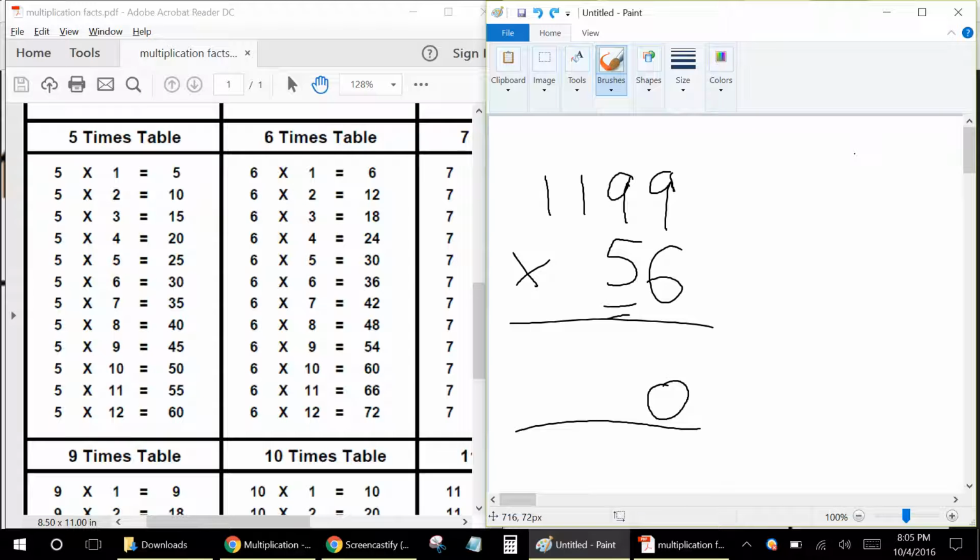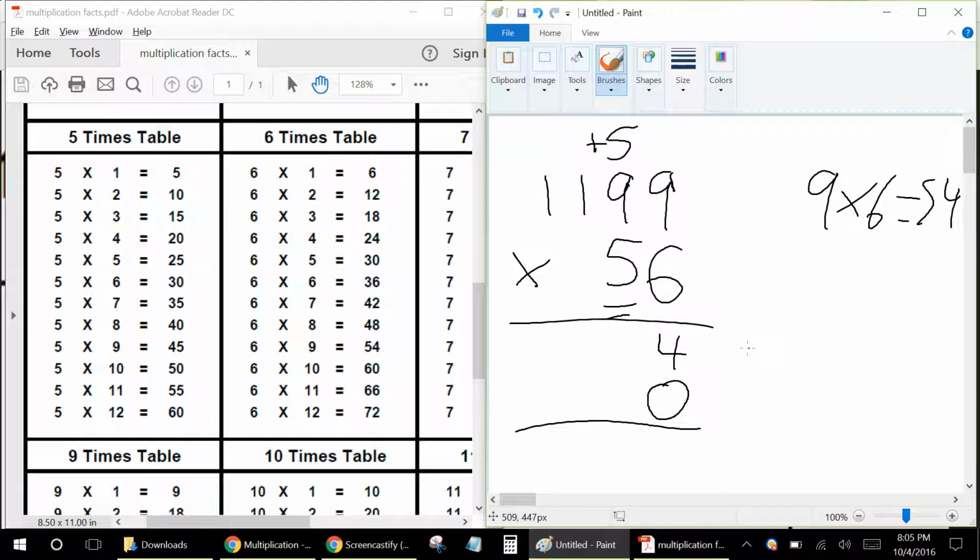Okay, so 6 times 9, you go to 6, you go times 9 is 54. You're going to put the 4 down here and the 5 right here. Where do I get the 5 from? Over here. It's very simple. 9 times 6 is 54. Got it? 5 and 4. 5 goes on top, 4 goes below.